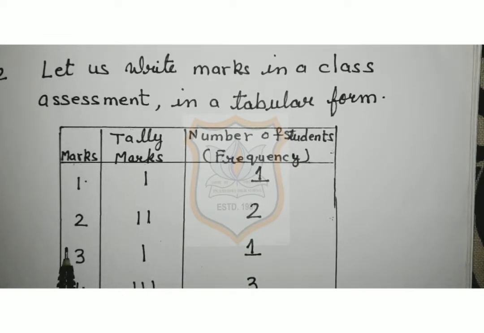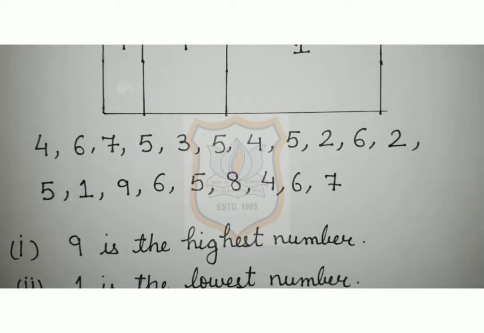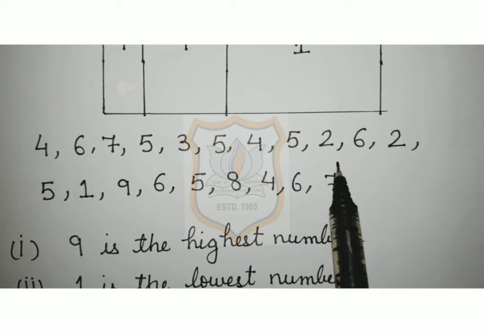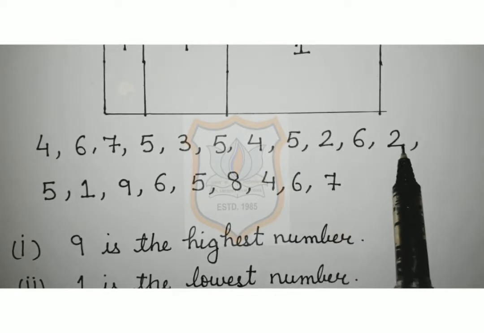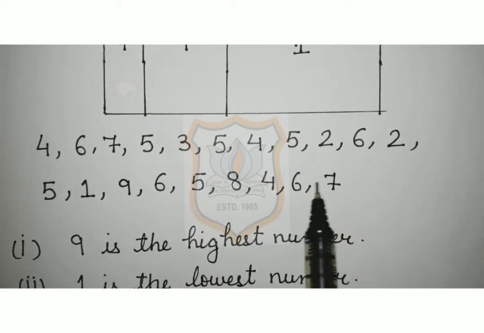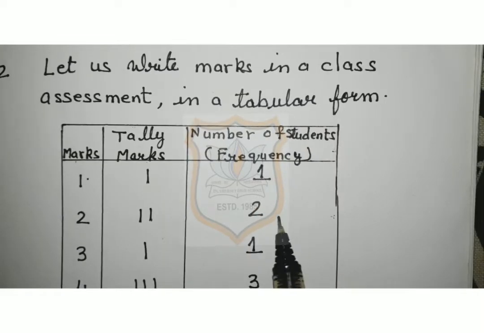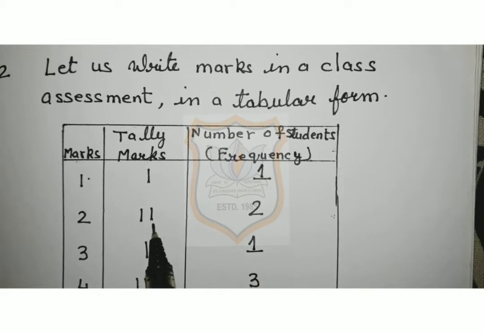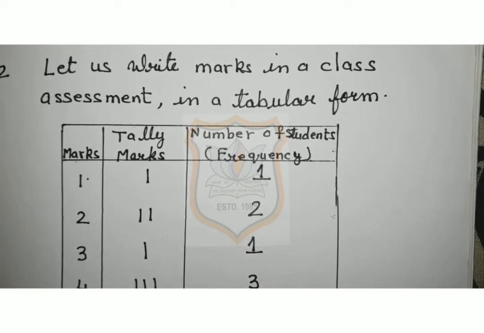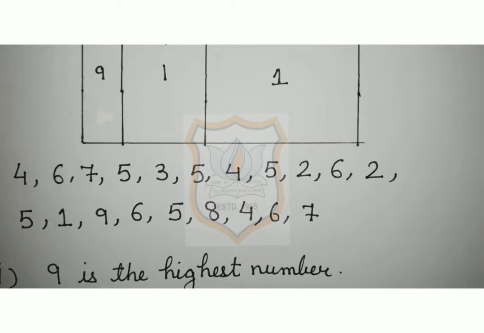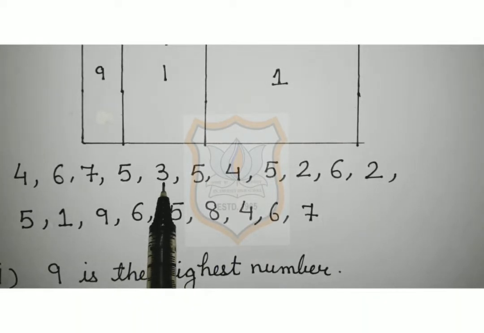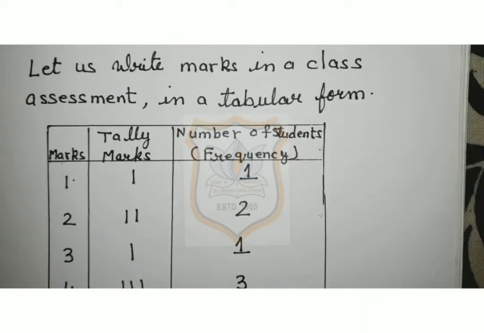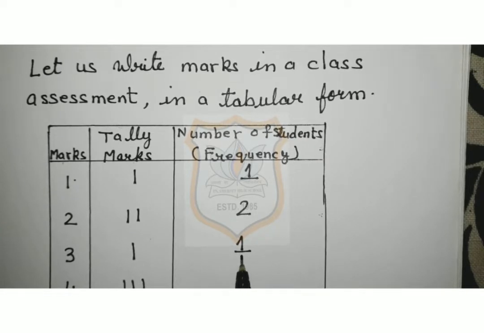Now next is 2 marks. Now again look at these marks in a class assignment. 2 marks. How many times? 1 time, 2 times. So the frequency of 2 is 2 times. So tally marks are 2 single lines. Now 3 marks. How many times are 3 marks? Only 1 time. So the frequency of 3 is 1 and the tally mark is 1 single line.